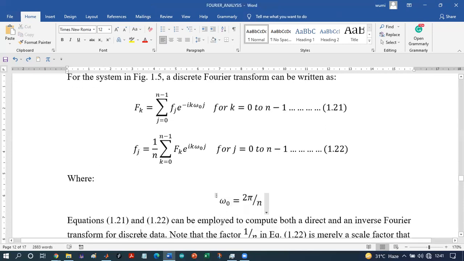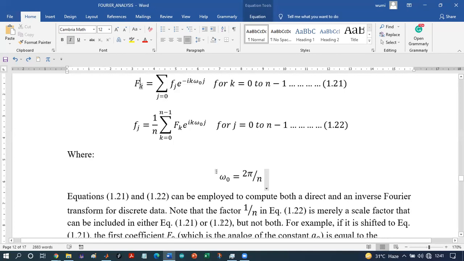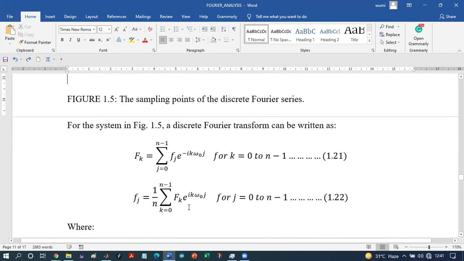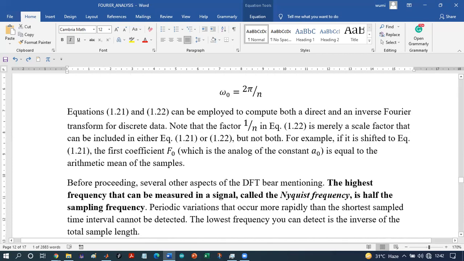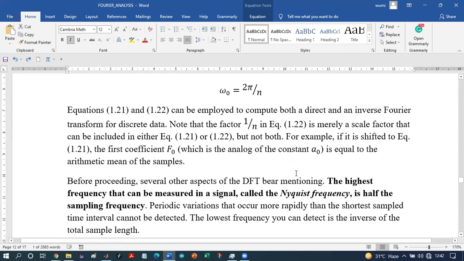So we are going to be doing an example. For this formula, there is a factor here of 1 over n. This factor can be in either of both. It can either be in the formula for DFT or in the formula for the inverse DFT. So it's not compulsory that the inverse DFT should have 1 over n. It can be in either of them.